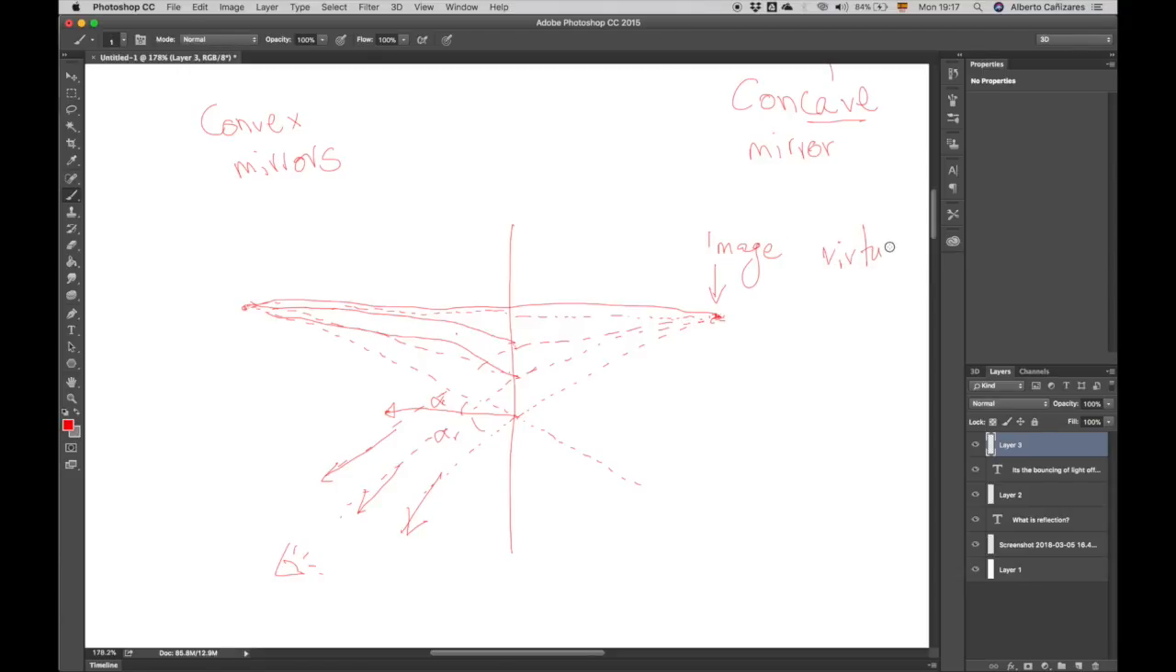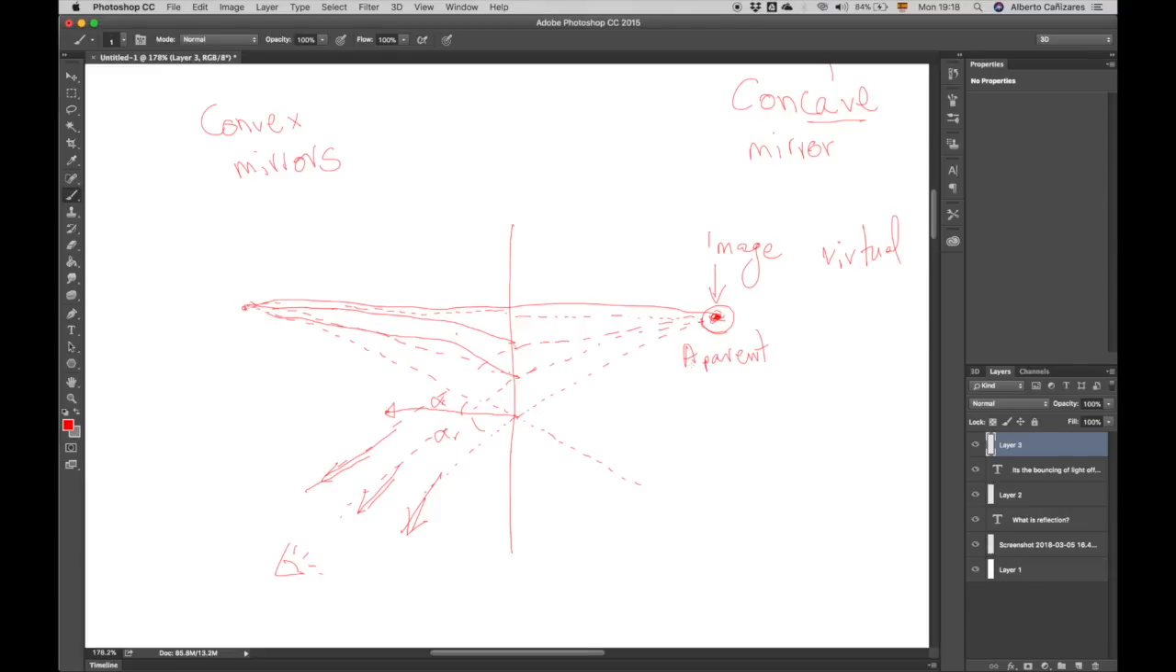Why? Well, it's virtual because the light is actually going that way, but we think it converges in this point. So the light is converging opposite to the direction of the light, right? And we call that image virtual. You could also argue that it's converging at the apparent crossing of the light rays.